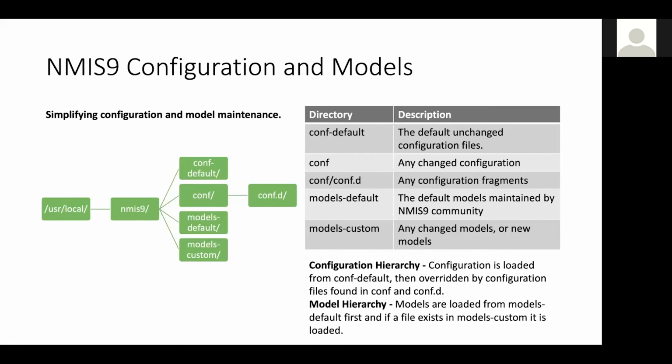And how that works is that when NMIS 9 goes to load a model, it looks in the models default and loads. If it finds a model file in models default and it finds the same file in models custom, it only loads the one in models custom. And it will then look in models custom for any other files and load those as well. So anything in models custom overrides what was in models default.